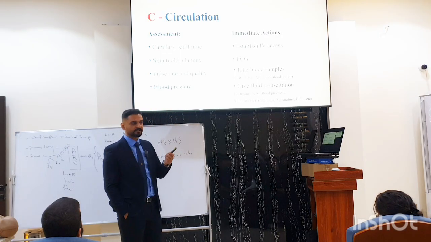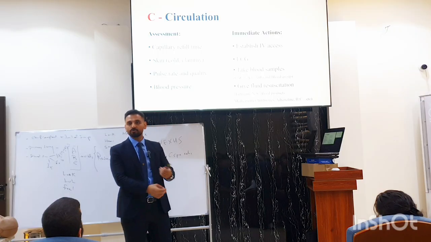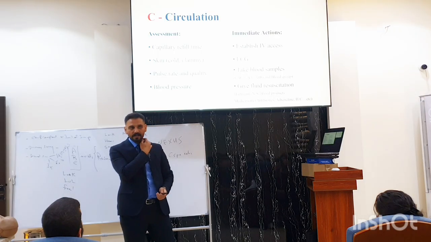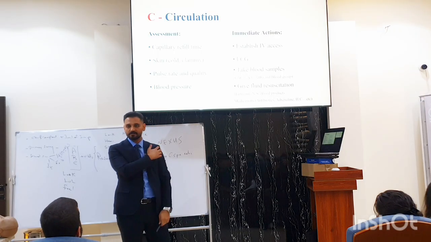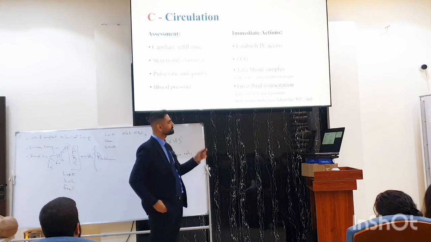At this stage in the C, we should secure IV access, which is 1 line, 2 lines. We might place a central line. We might use an intraosseous line. So we need to secure an IV line for this patient at this point.